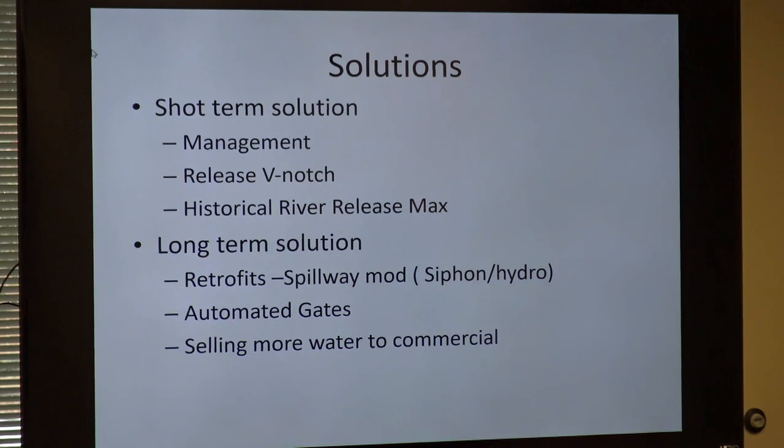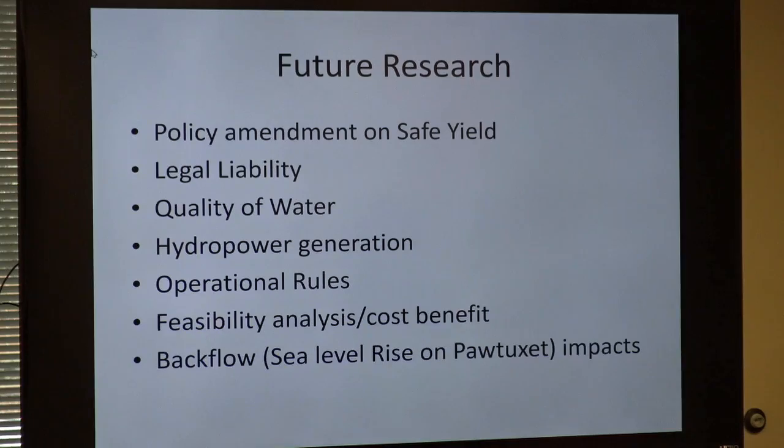Instead of the toothed flashboard, maybe a V-notch release might help. And also increasing the historical release of water from the current 9 million gallons per day to a certain value, which we did some simulations to come up with those numbers too. And then in the long term, which is more hydraulic structuring, like retrofitting the spillway, automated gates, or even selling water to commercial areas and so on. Those are some of the long-term solutions that we think might help the reservoir.